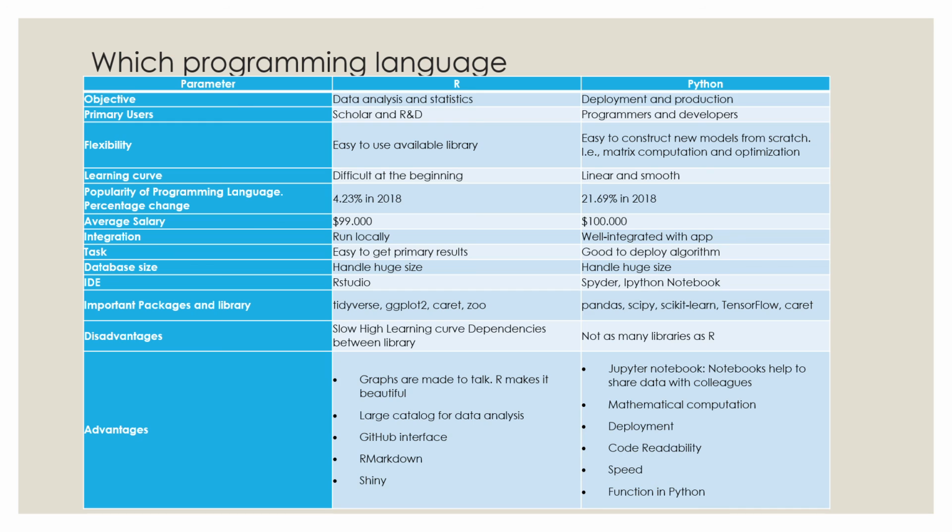It will run locally, so you need to have a big machine if you want to run a bigger cluster of data. In Python you can do it on the fly, you can do it on the cloud. So Python is very good when it comes to deployment and production. But in R you can do the testing on a very small chunk of data.